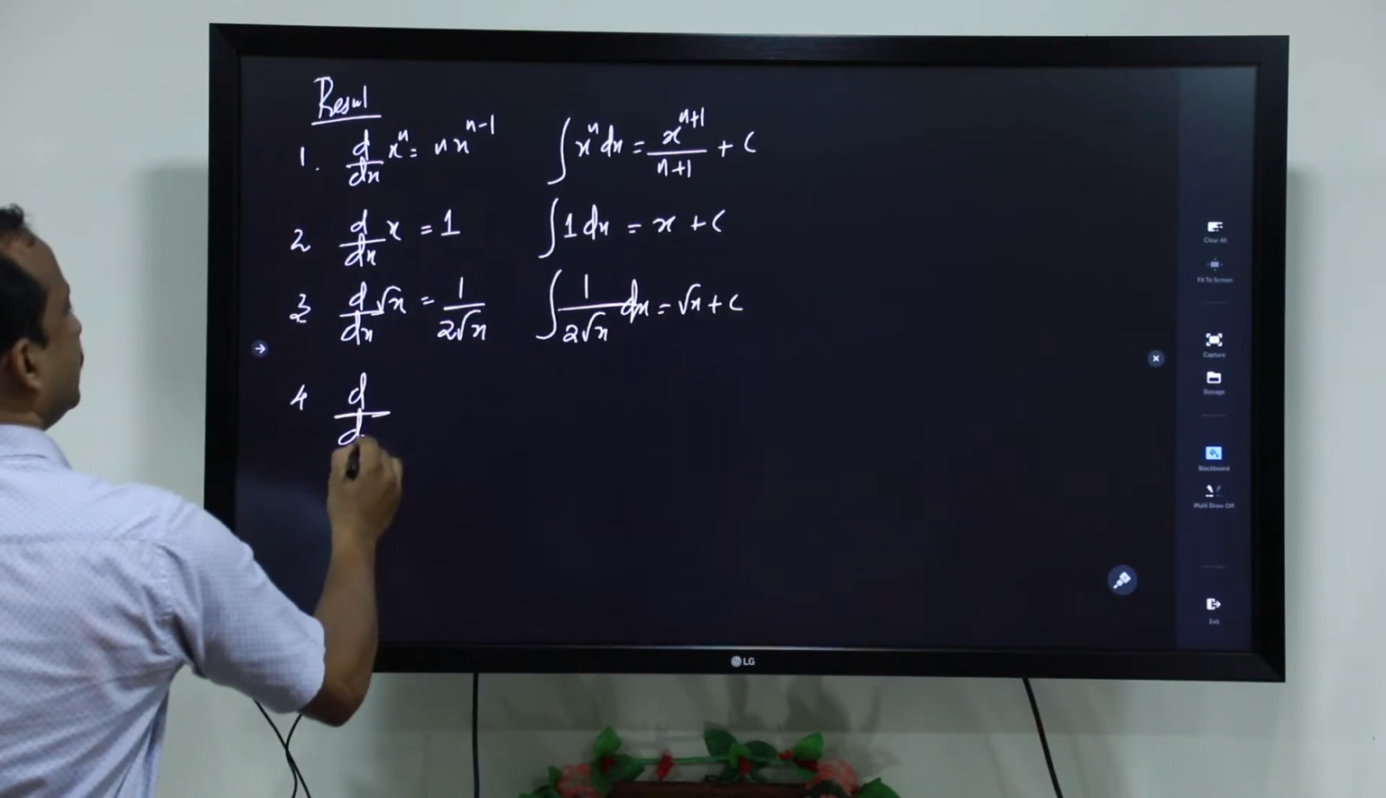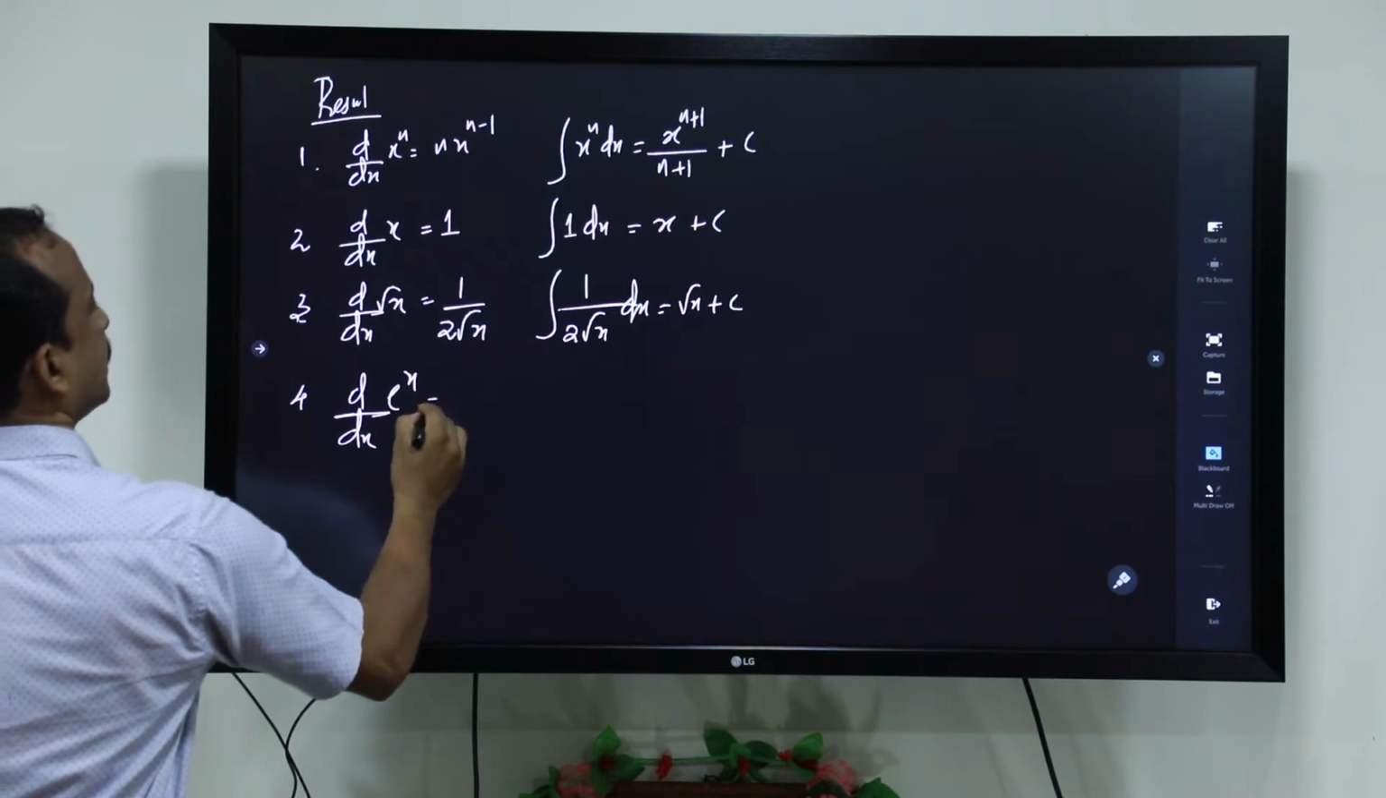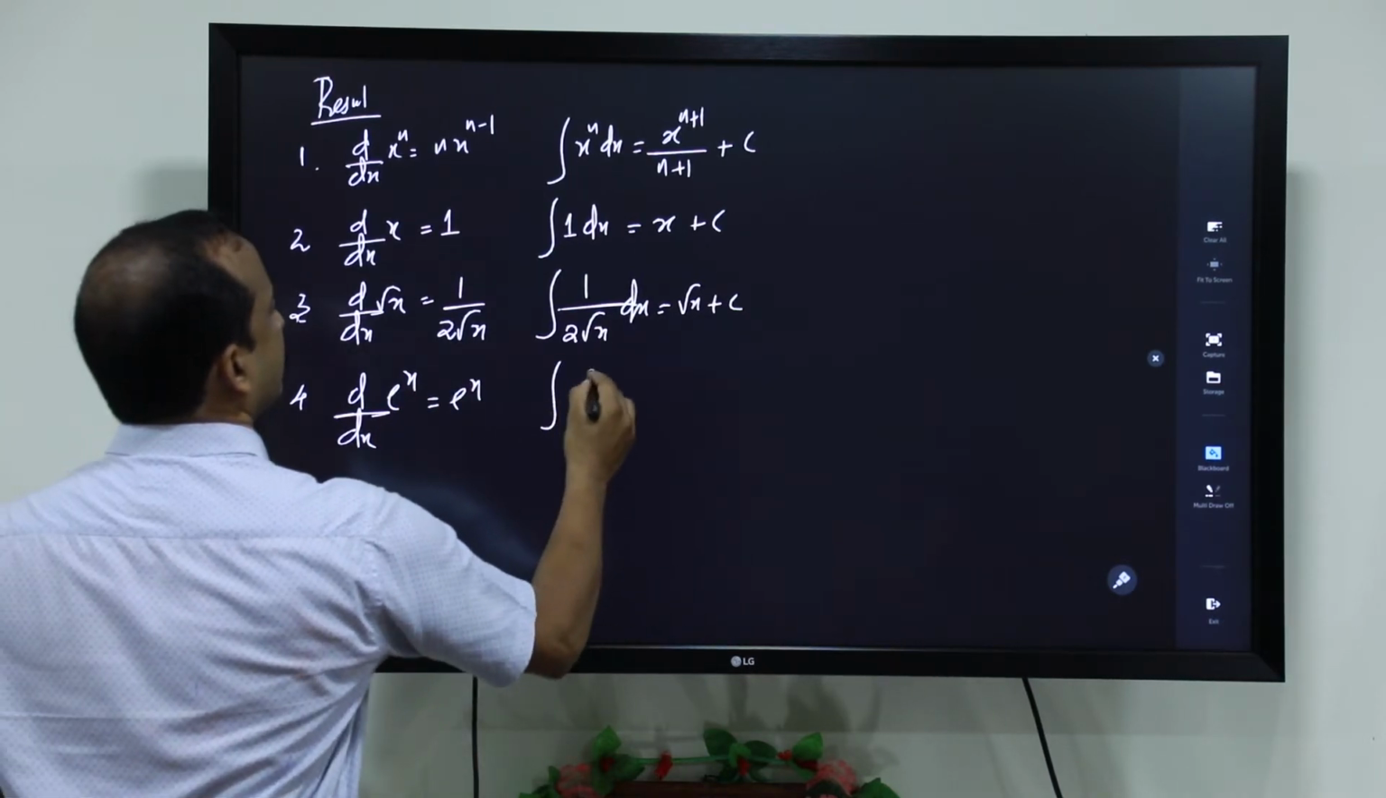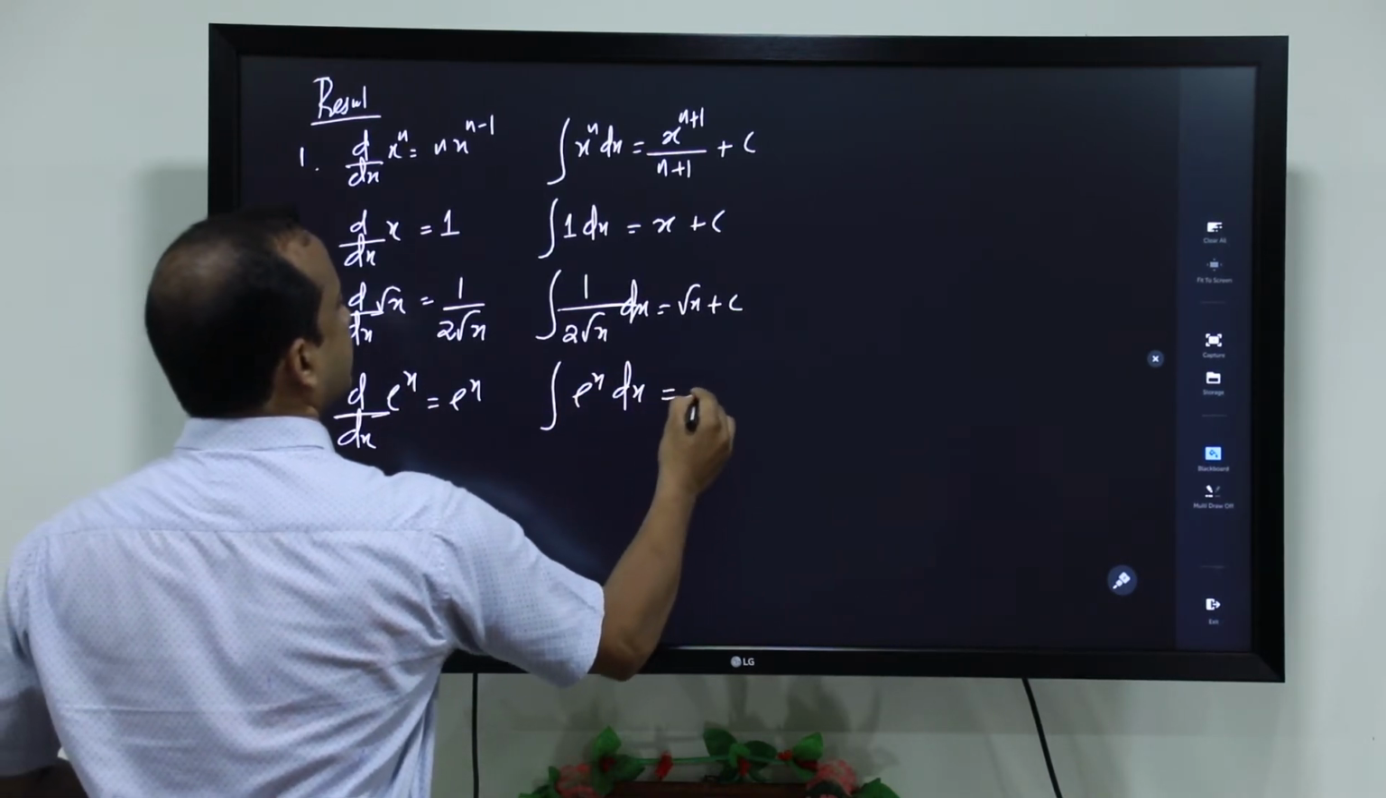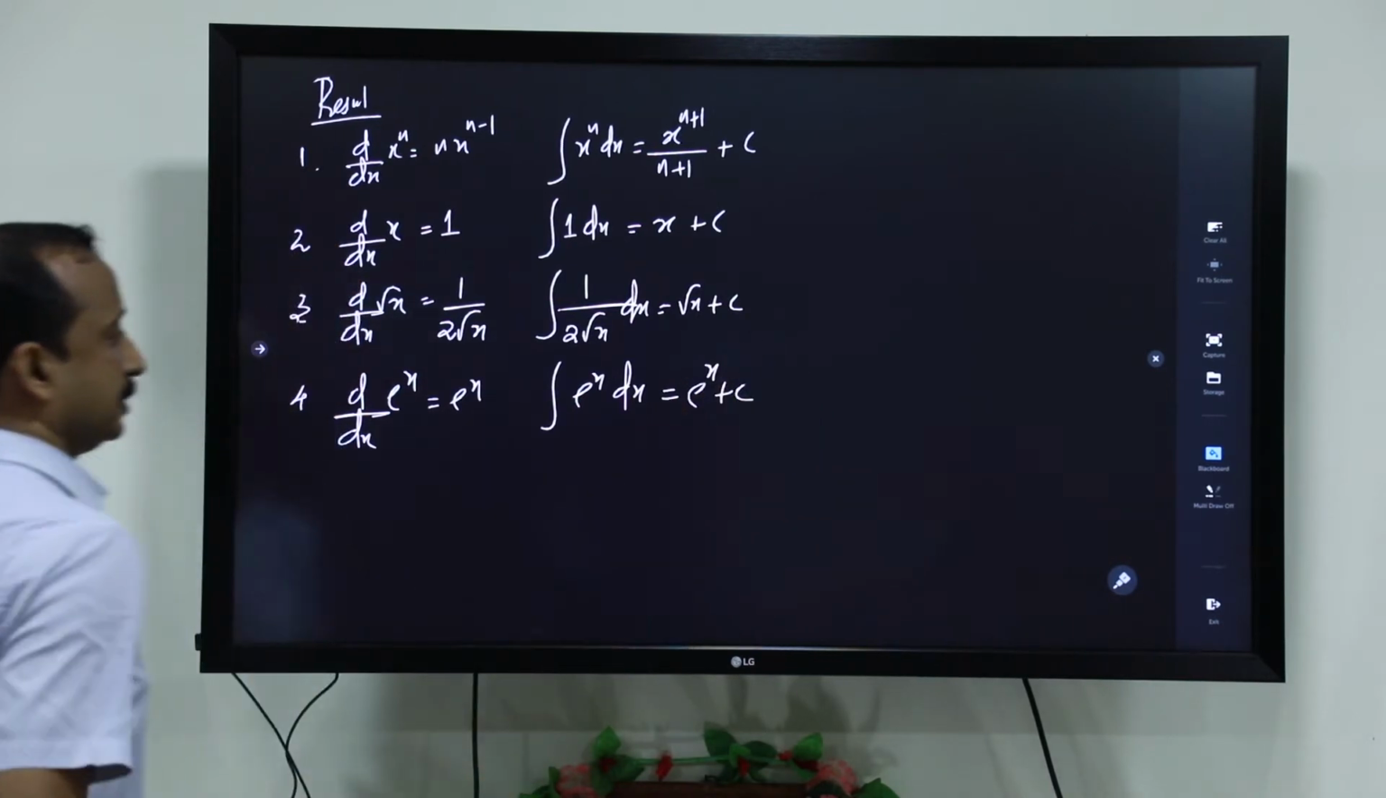Then d by dx of e raised to x is e raised to x. Here also, the integral of e raised to x into dx is e raised to x plus c.